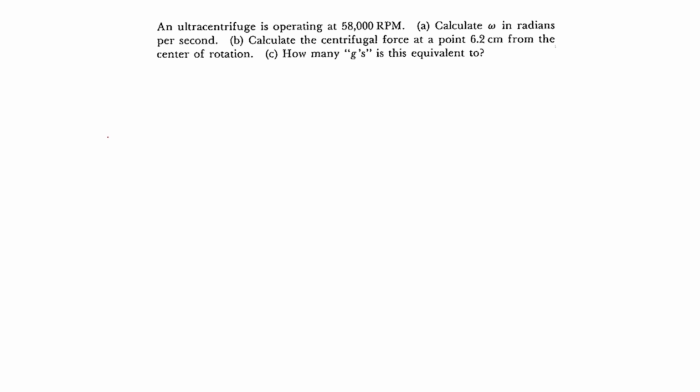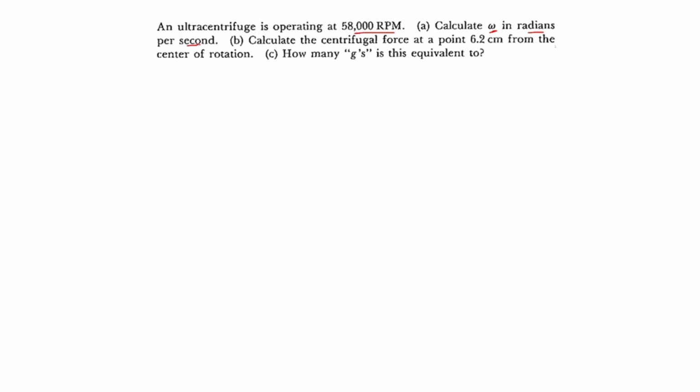Today we are going to discuss one of the most common problems in biochemical calculations. So this problem is on centrifugation. The problem reads, an ultracentrifuge is operating at 58,000 RPM. RPM stands for revolutions per minute. Calculate omega, which is the angular velocity, in radians per second. So they want you to calculate the angular velocity in radians per second.